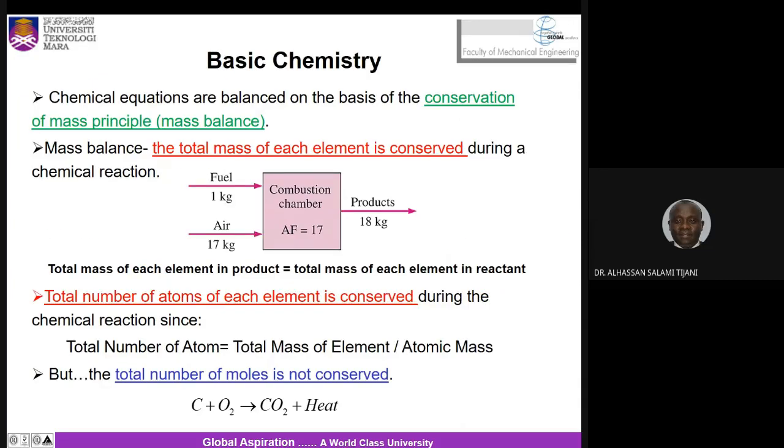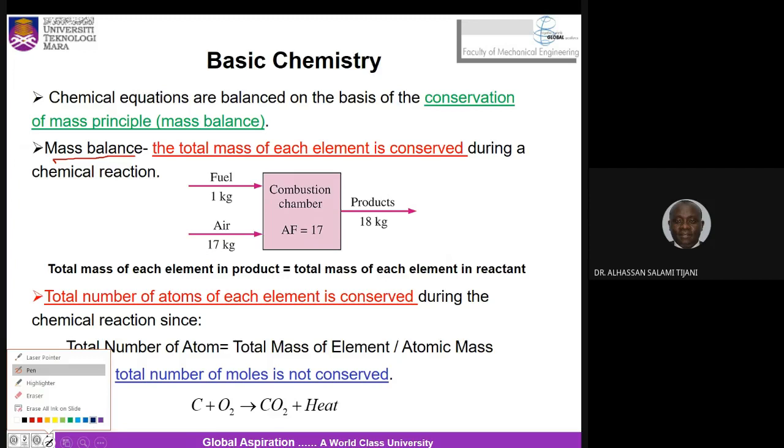So now let us look at the various mass balance, conservation of mole and other things associated with the combustion chamber. Now, we normally say that for mass balance, the total mass of each element is always what? Conserved. So the total mass of each element is always conserved in a chemical reaction or in a combustion situation.